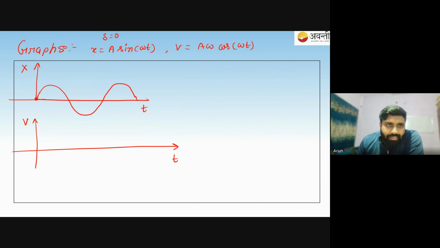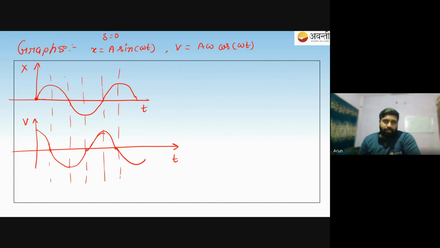We will draw it line by line. This one, this one, this one. We are dotting out the minimum and maximum points. So it will start from here, maximum, go minimum, then again maximum, go minimum, then maximum, then minimum, okay, and so on.